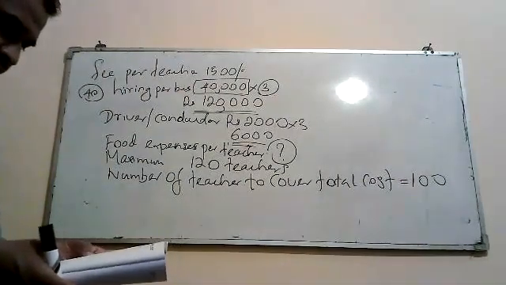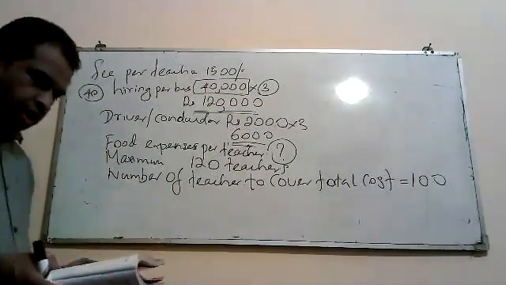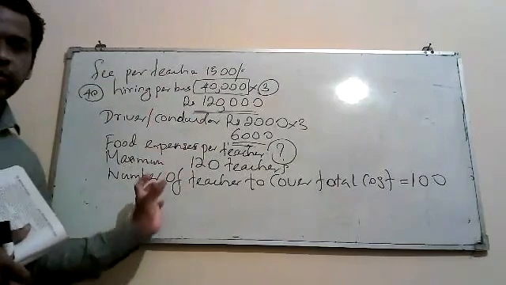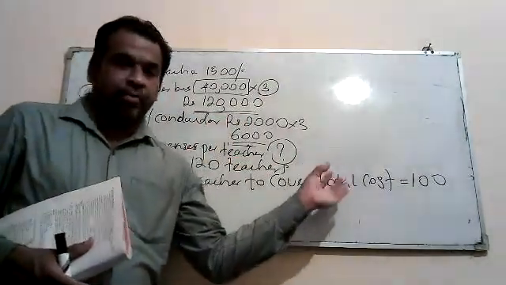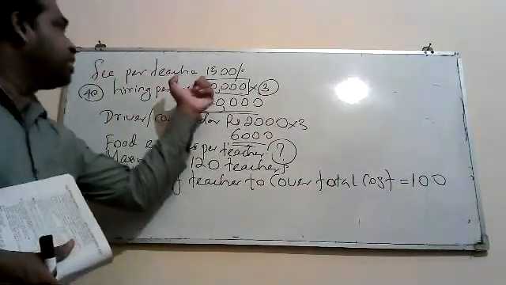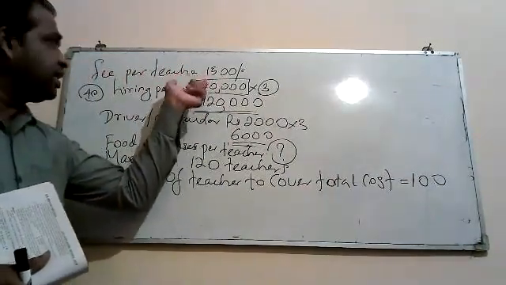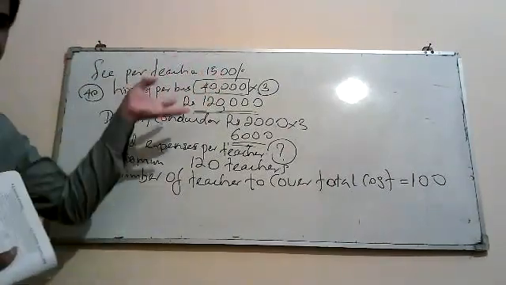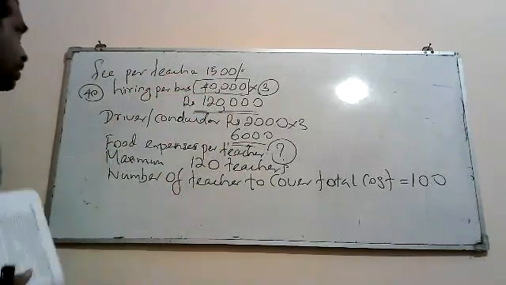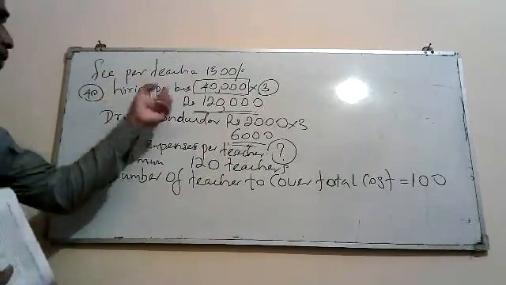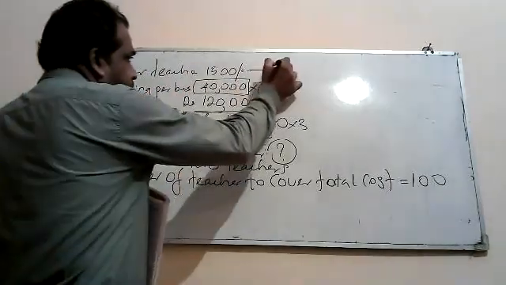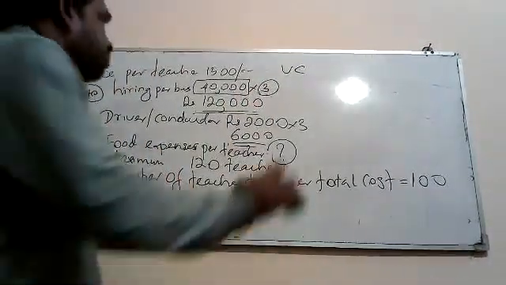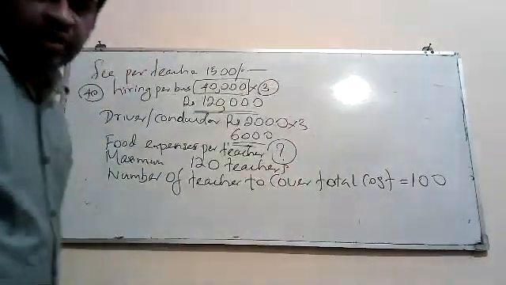But these are the information given in question number 5 part B, that is related to profit volume analysis and marginal costing. The fee per teacher is the selling price. Normally, what you are going to charge from one teacher is the selling price. In a normal question, if you take a product, that is the selling price. Here, it is the fee per teacher.